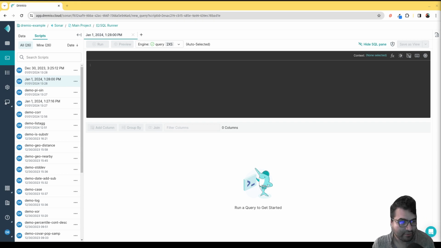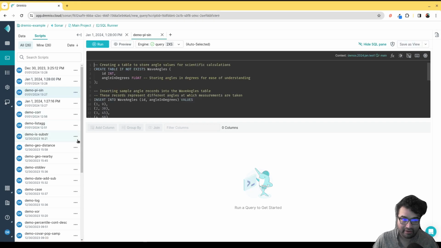So just to illustrate this, let's take a look at the functions PI and SIN in Dremio. Pretty straightforward. SIN is going to give you the sine of something, and PI is going to give you back pi. But let's see an example, because one reason you might want to find the sine of some value is you may be trying to model the movement of wavelengths and things like that.